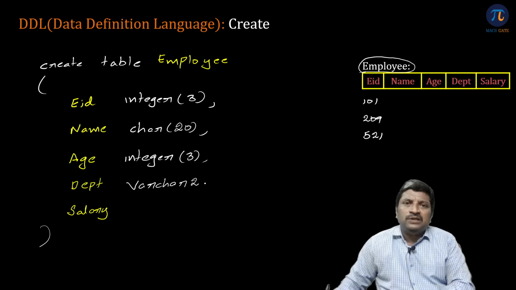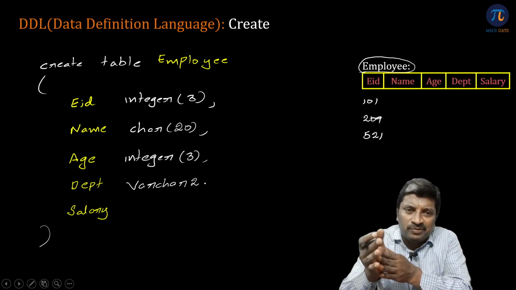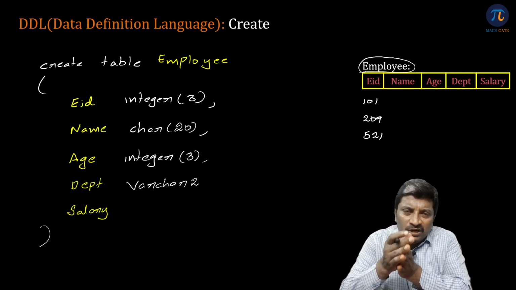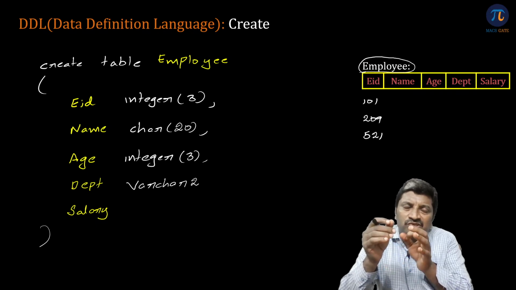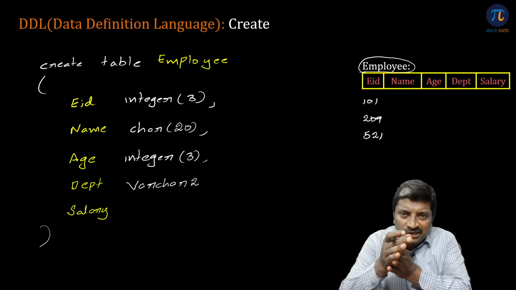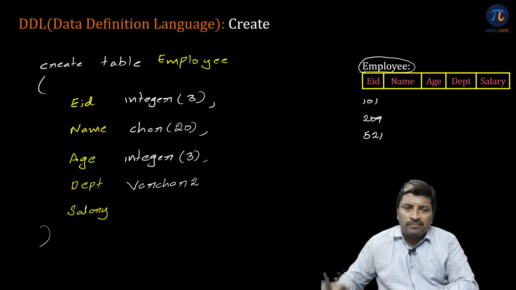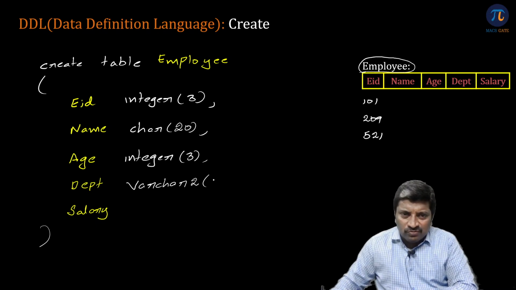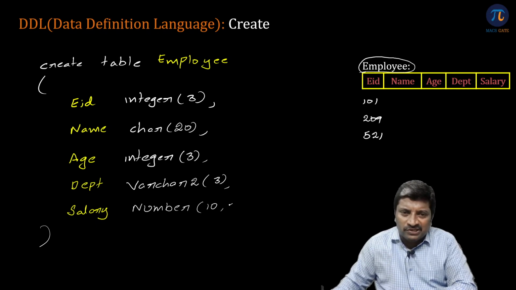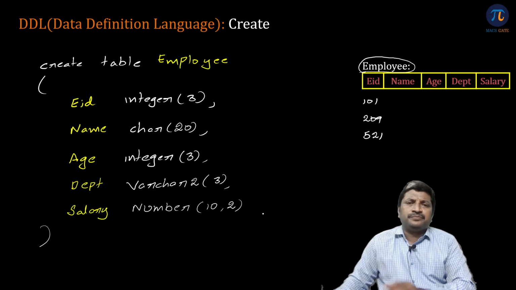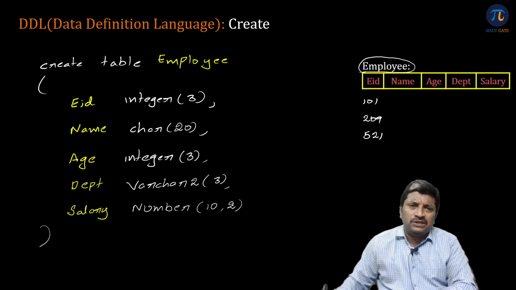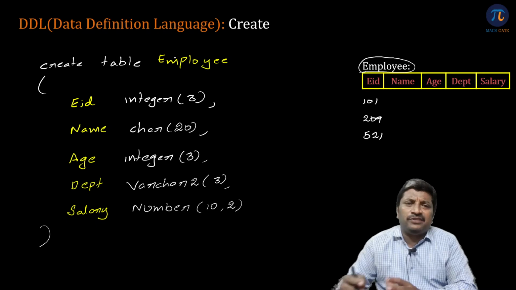Sir, when you are working with a database, only some of the keywords will work depending on the software you are using. That may be integer or that may be number, right? So let us assume department is a maximum of 3 characters. What about salary, sir? Suppose salary is a real number which can have a maximum of 10 places. After the decimal, we are having 2 places.